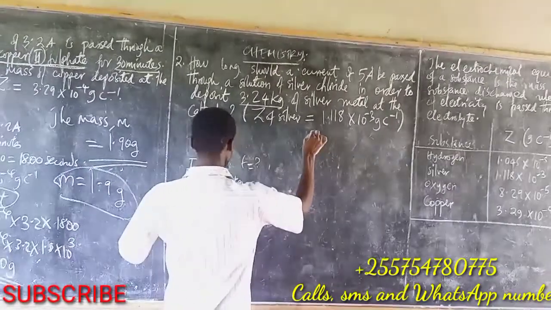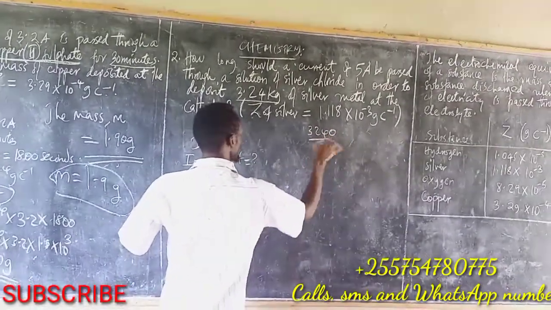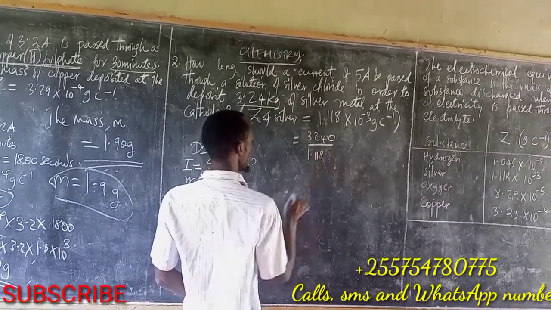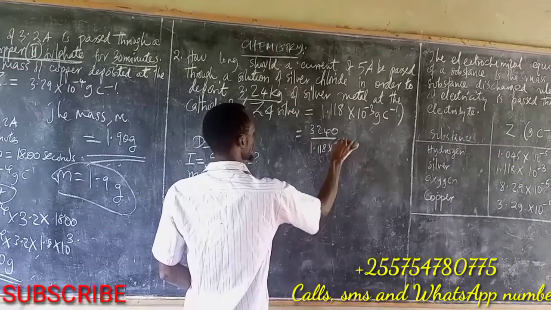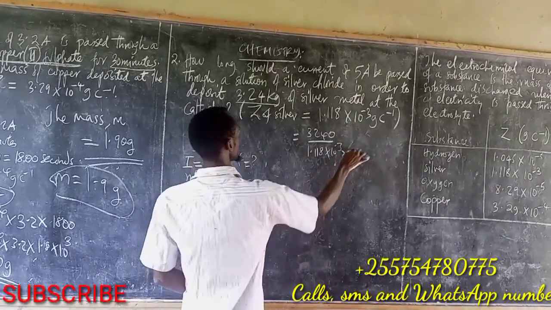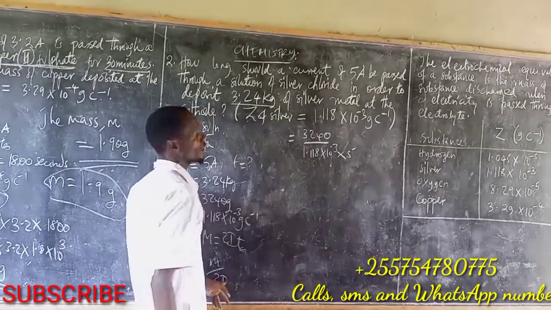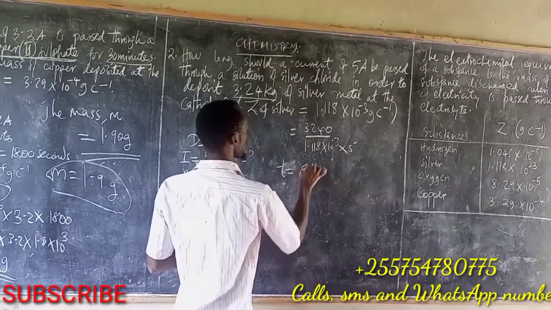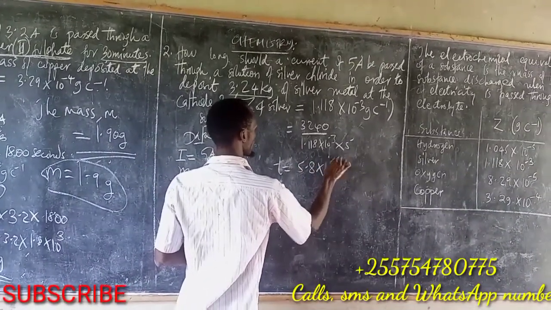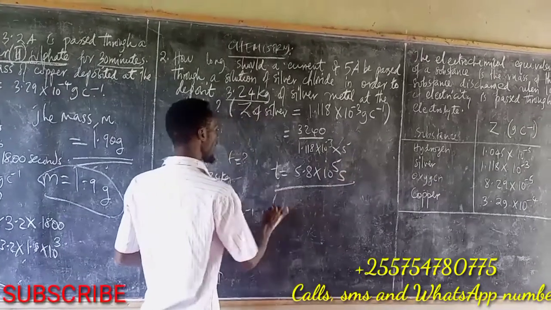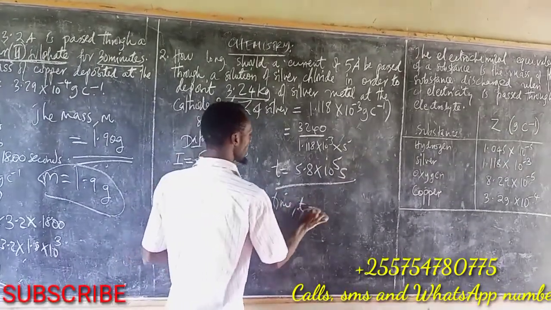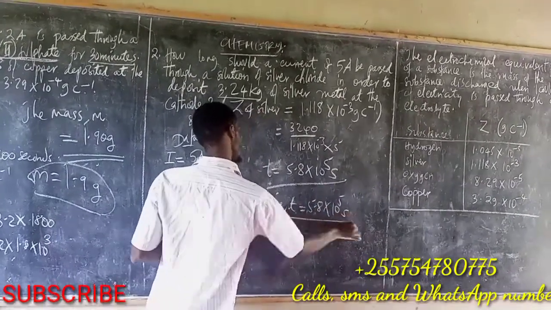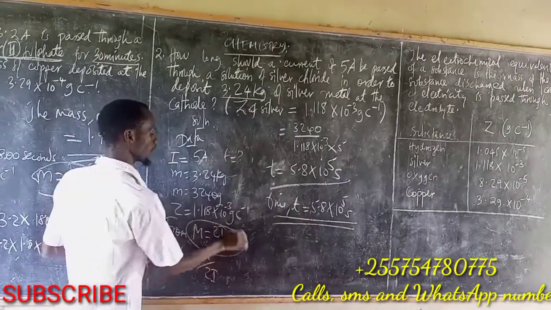Now, mass is 3240 divided by Z is 1.118 times 10 power negative 3 times I is 5. It's all about division. Now, time will be equal now to 5.80 times 10 raised to 5 seconds. Now, the time, once you multiply and you divide, time taken, it was 5.80 times 10 power 5 seconds. This is the time. And this is the result of this one.